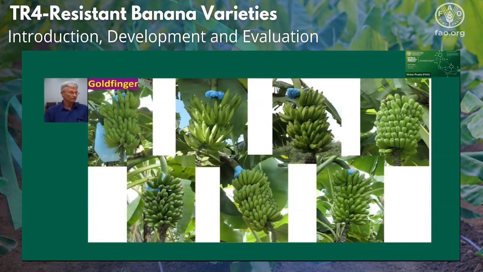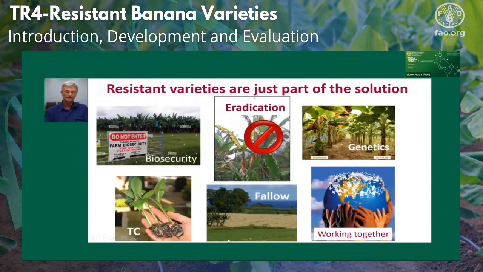We also identified improvements in the organoleptic qualities of some variants. We have narrowed down these latter superior variants to five, which have recently undergone large-scale consumer taste panelling as well as sensory evaluation. Further confirmation of TR4 resistance is planned before commencement of on-farm trials. In Australia, we see resistant varieties as just part of the solution to dealing with TR4.